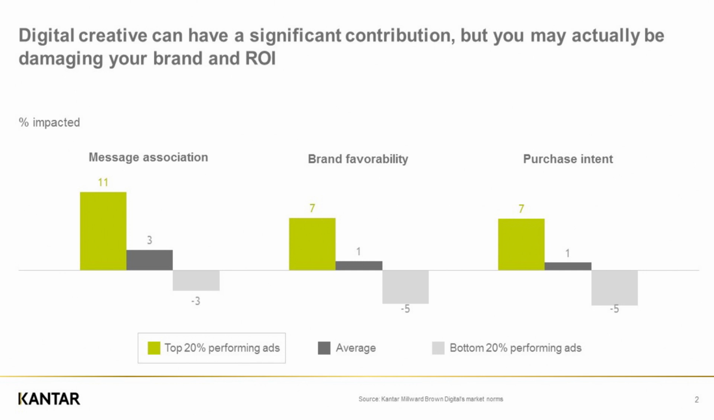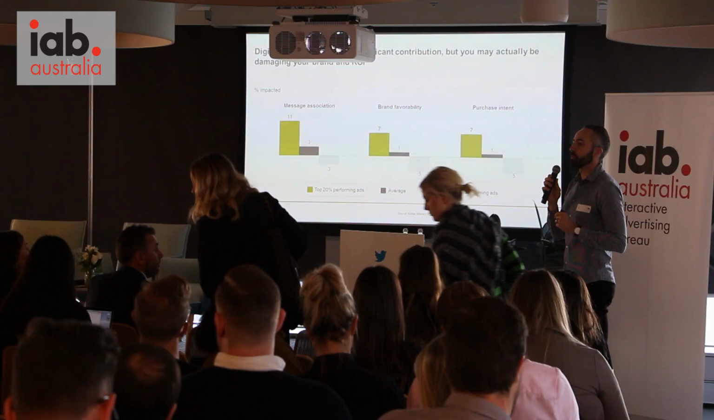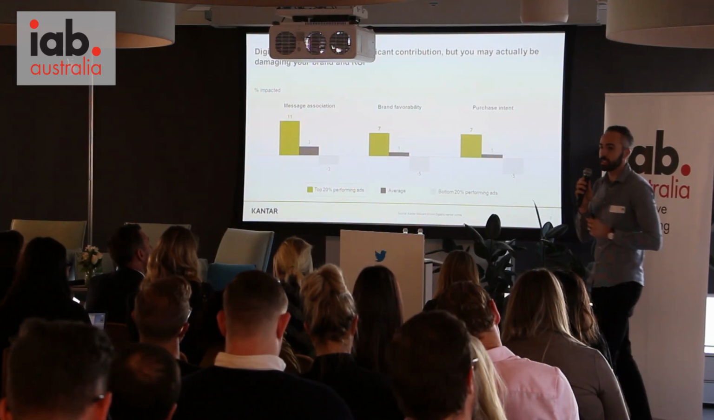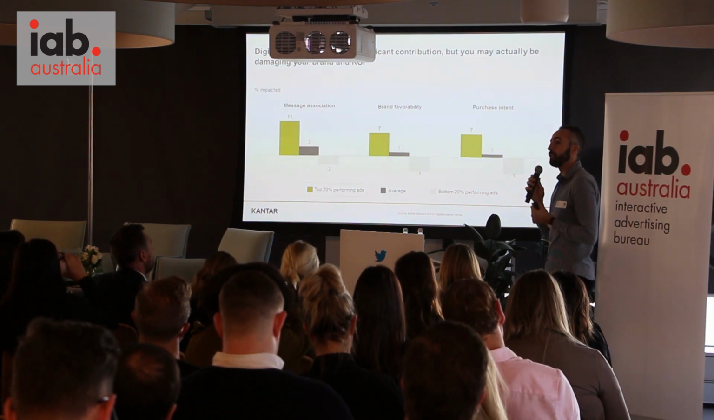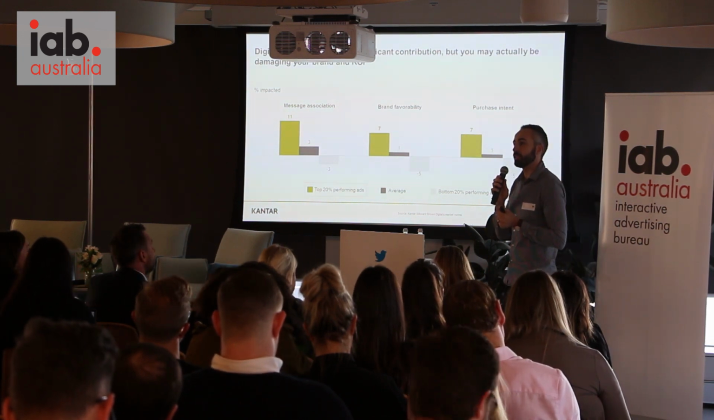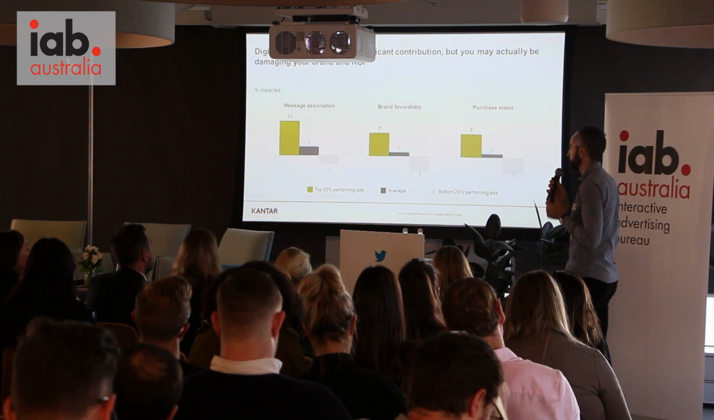But probably the main thing that I want to draw your attention to here is the light grey, which is the bottom 20%. So this is a really important message. If we don't get our ads right, there is actually a risk that we can confuse people with the message that our brand is trying to communicate, and that can lead to a lower level of brand favourability and lower level of purchase intent as well. Good ads deliver a lot. If we don't deliver a good ad, there is a risk that it can be detrimental to our brand.